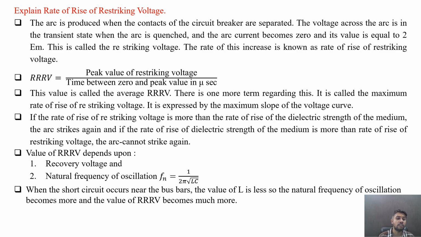At that time, the natural frequency of the oscillation can be found out by Fn is equal to 1 upon 2 pi under root of LC, that is the series resonance frequency. When the short circuit occurs near the bus bars, the value of L is very small, so the natural frequency of oscillation becomes more, and hence the value of RRRV becomes much more. So this is how the RRRV, that is the rate of rise of restriking voltage, can be explained properly.